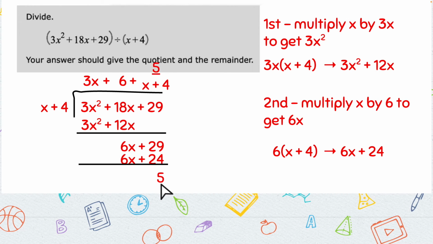So this is an example of a remainder, and the way you write the remainder is 5, which is a remainder, over what you were dividing by, which is x plus 4. So this is a way to write the remainder. Sometimes they'll have a spot for the quotient and the remainder. When it says your answer should give the quotient and the remainder, sometimes they'll ask you to put it together like this, and sometimes they'll just ask you to put it separately, which would mean that 3x plus 6 would be the quotient, and the remainder would be the 5 over x plus 4.